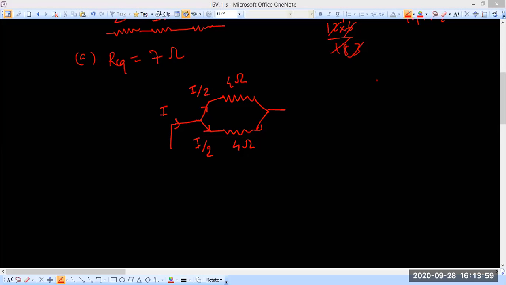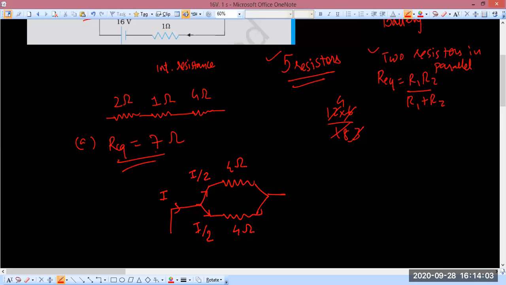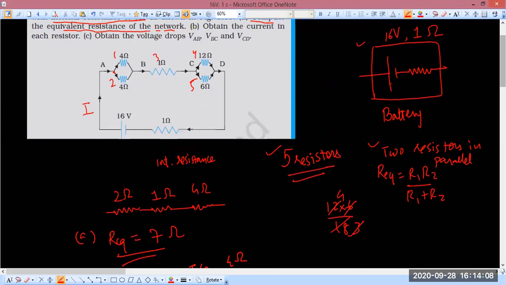If you use the equivalent resistance of all, you'll get the total current. Everyone, please be careful. You have to try and follow the current's path. It will flow like this, and now it will split. We have to find the current of this, not this.